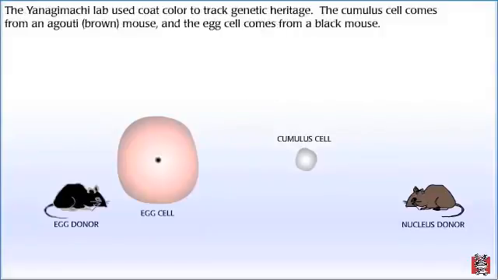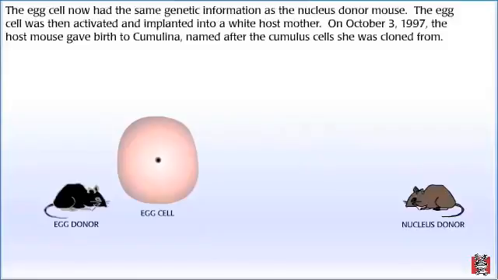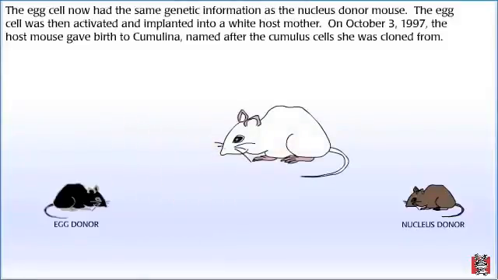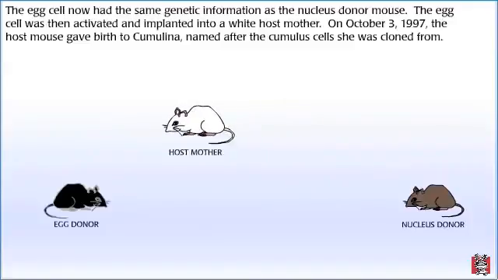The Yanagimachi lab used coat color to track genetic heritage. The cumulus cell comes from an agouti, brown, mouse, and the egg cell comes from a black mouse. The egg cell now had the same genetic information as the nucleus donor mouse. The egg cell was then activated and implanted into a white host mother. On October 3, 1997, the host mouse gave birth to Cumulina, named after the cumulus cells she was cloned from.